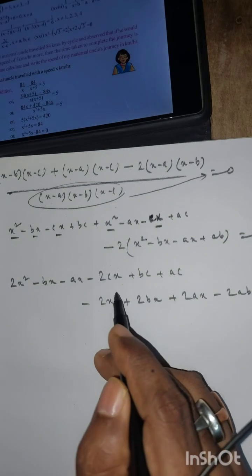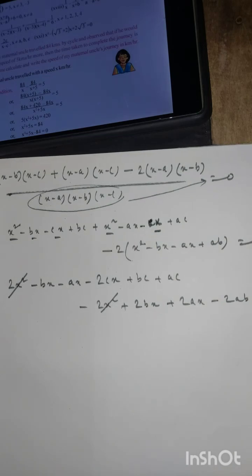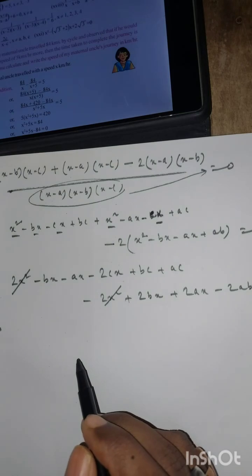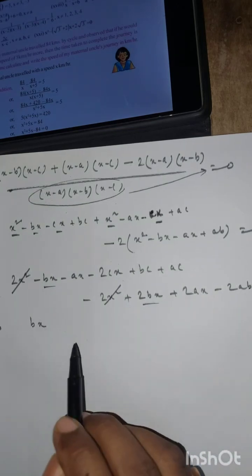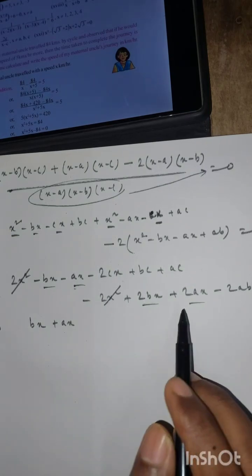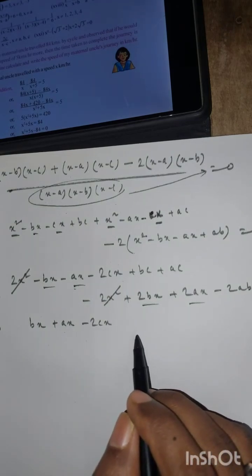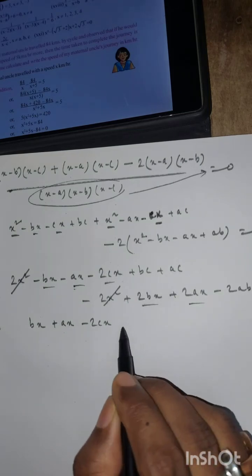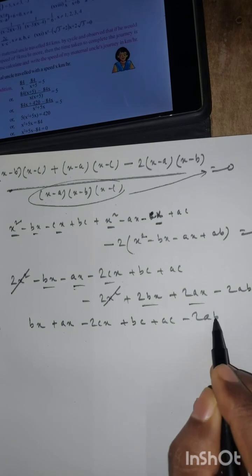Now if we cancel 2x square, this is minus bx plus 2bx, so only bx, minus ax plus 2ax, so only ax, minus 2cx, so plus bc plus ac minus 2ab equal to 0.